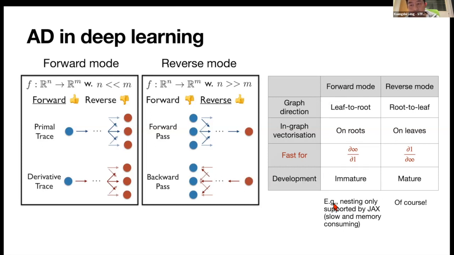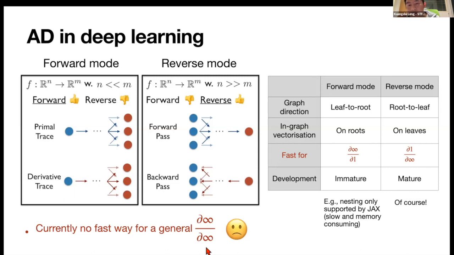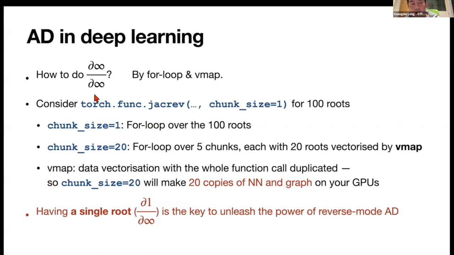One big problem with forward mode is nesting. You have to nest forward mode to compute higher order derivatives, and currently this is supported by JAX, but not by TensorFlow and PyTorch. But the key problem is that there's no fast way for a general infinity to infinity derivative. These slides show how we do that recently. The short answer is by combining the for loop and the VMAP. VMAP is basically data vectorization. I'm not going into the details here, and here we take a torch function, for example, but the key information is that if you really want to maximize the utilization of the most powerful reverse mode AD, you need to have a single root. Otherwise you need to use either a for loop or data vectorization. Both would, I would say, heavily impair the efficiency of reverse mode AD.